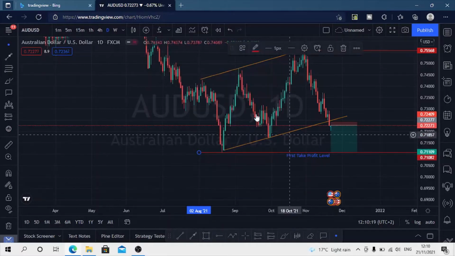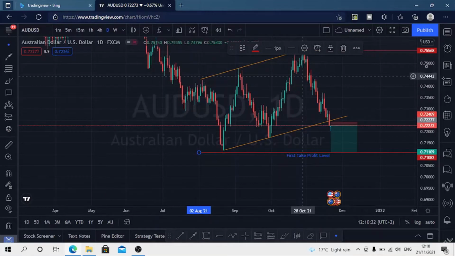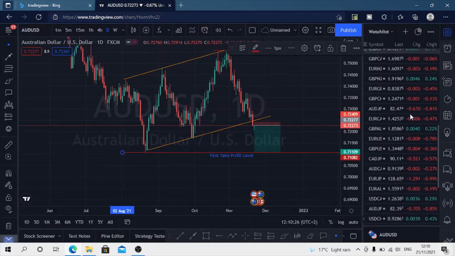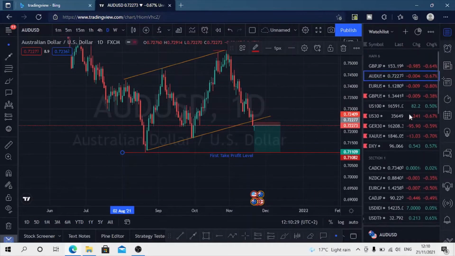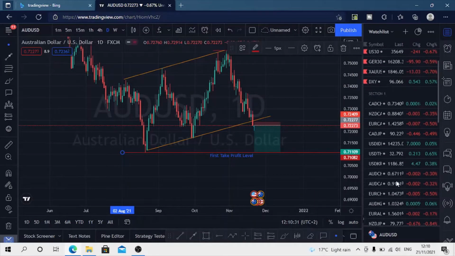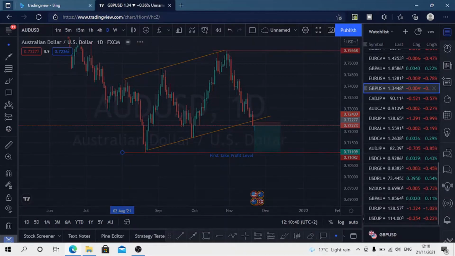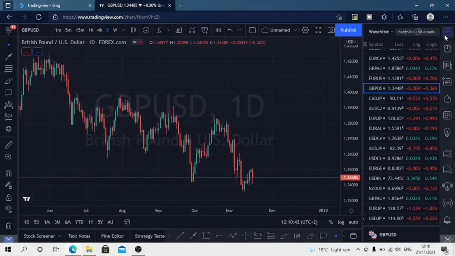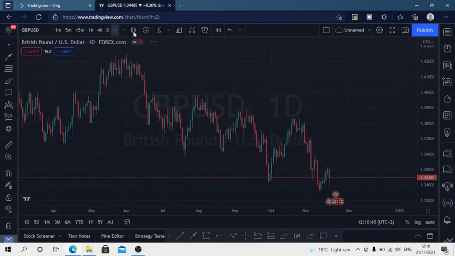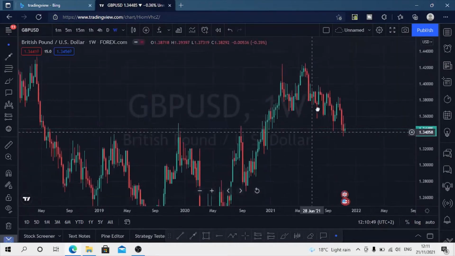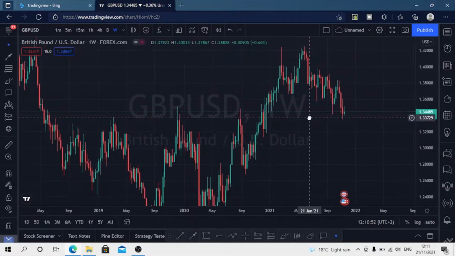Perfect. So now that's what we see for the Aussie USD. Let's perhaps go look for something else. Let's look at Gbp USD. Right, Gbp USD. Start from the weekly time frame, go ahead with our top-down analysis, and then we try and understand what it is that's happening.